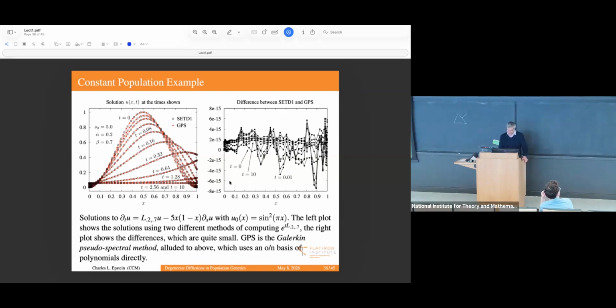And we evaluate this using the Galerkin method. And what we see is that these two methods give results that are within basically 10 to the minus 15 of one another. So it's not a proof that they're correct. It's just a proof that they're the same.